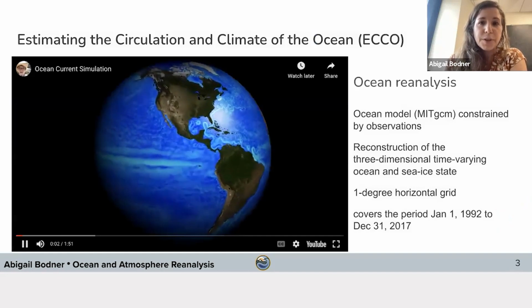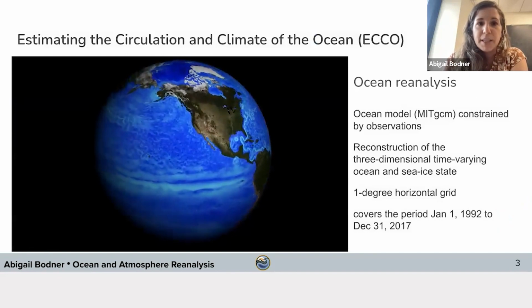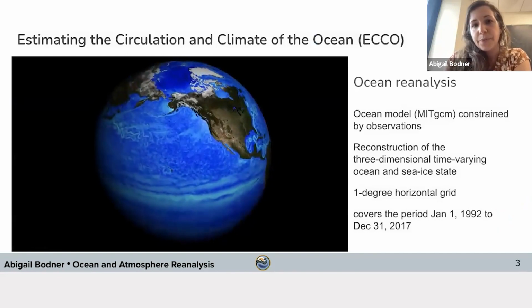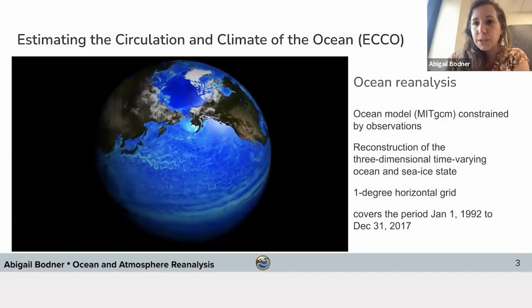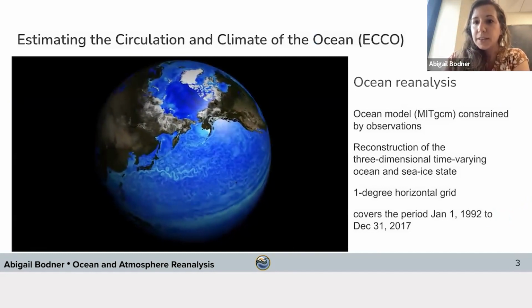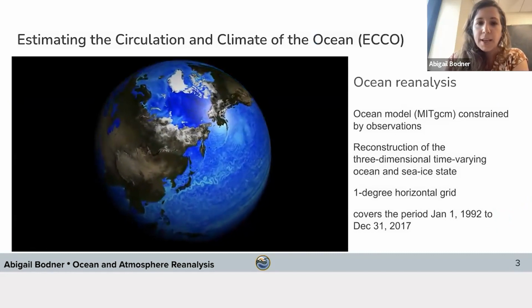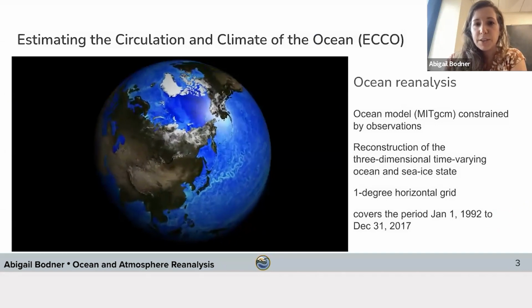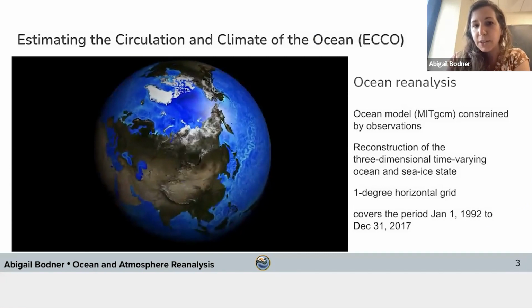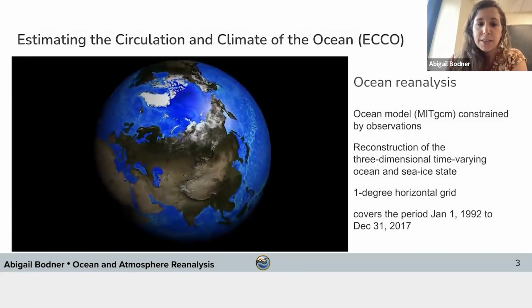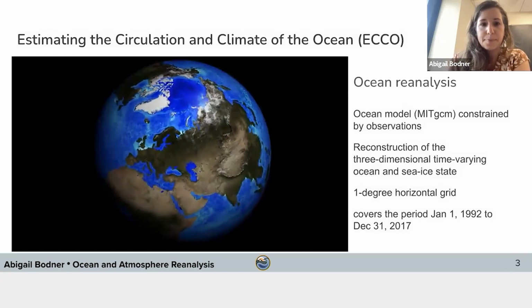For today's tutorial, we are going to be using what's known as the ECCO model, which stands for Estimating the Circulation and Climate of the Ocean. Similar to the atmospheric reanalysis products used in the previous tutorials, this is an ocean reanalysis product, which involves a combination of an ocean model, the MITgcm, and is also constrained by various observations, giving us a product that allows us to examine the physical processes in the ocean to help us better understand currents and also all sorts of different interactions and dynamics in the ocean system.